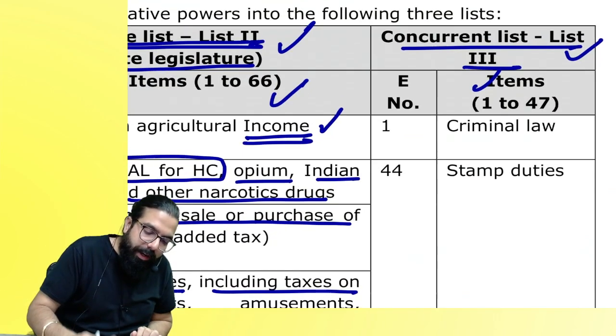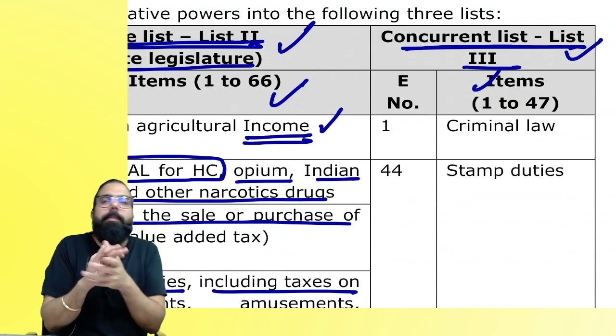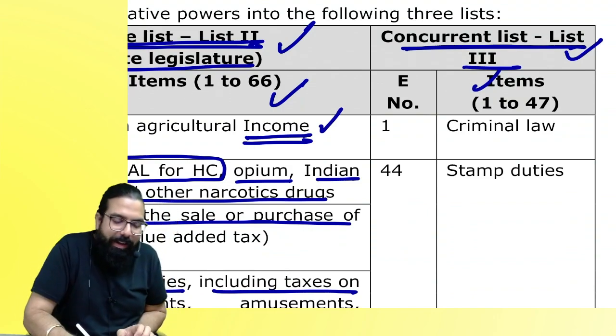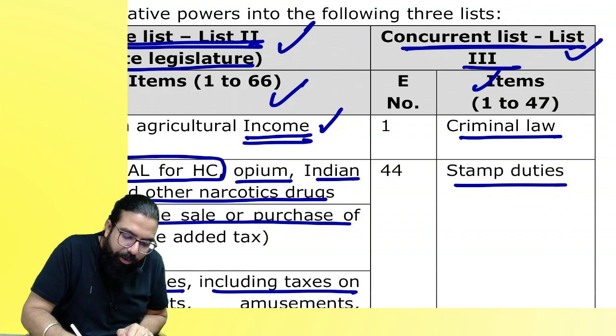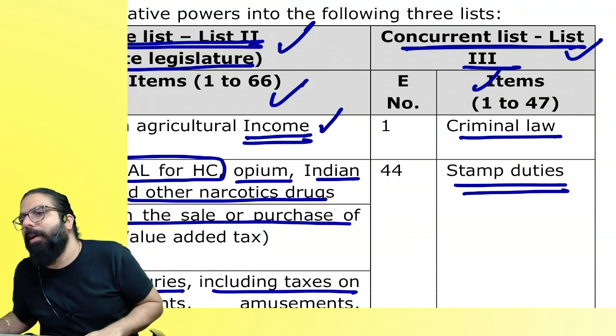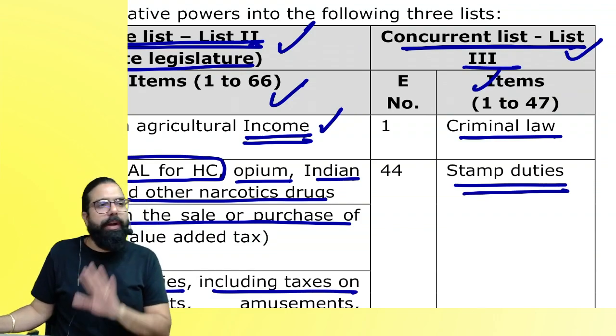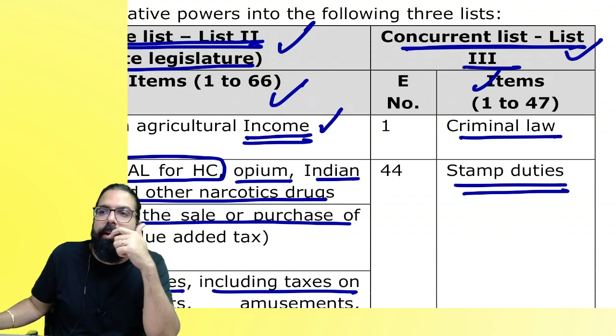The last one over here is concurrent list. Means both the governments will make the law together, like criminal laws, stamp duty related laws. Who will make the law, everyone? Both the governments will make the law together. Are we all 100% clear till here?